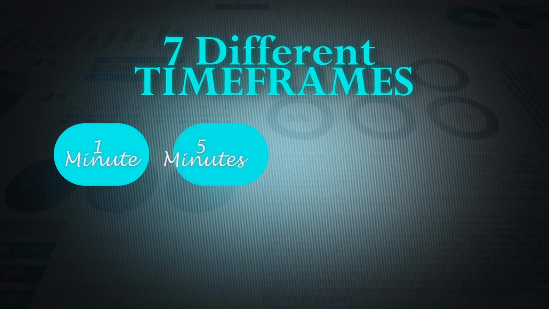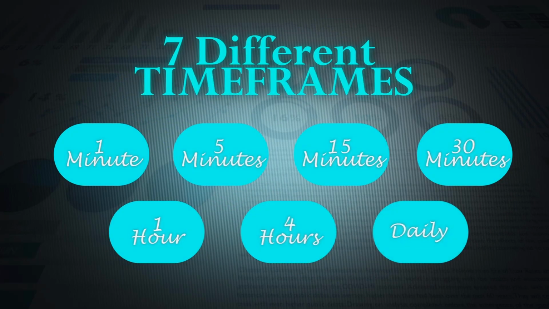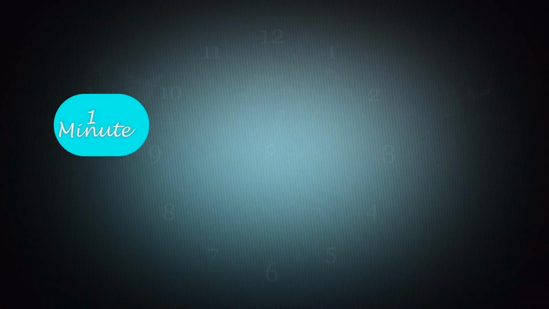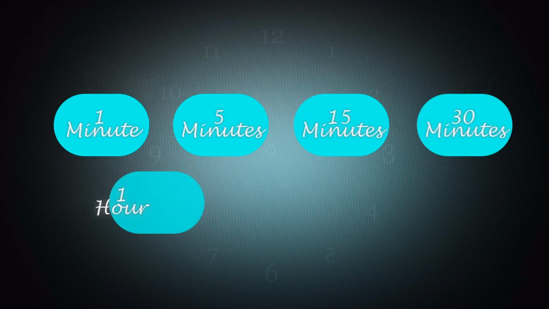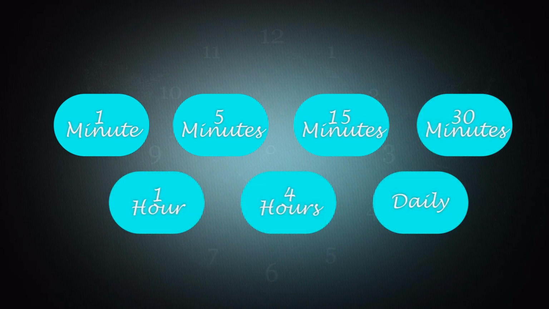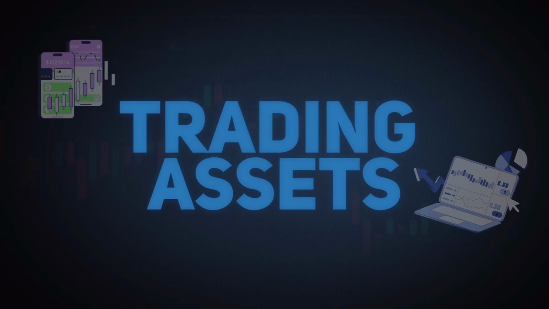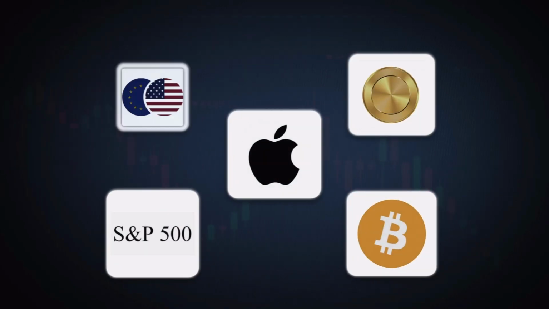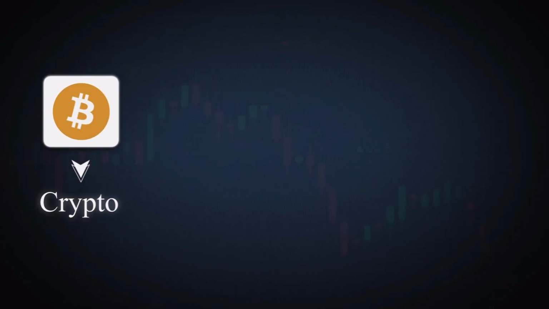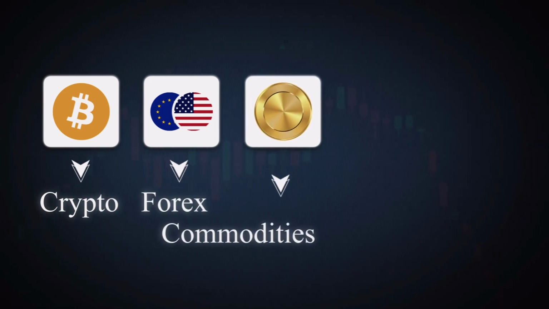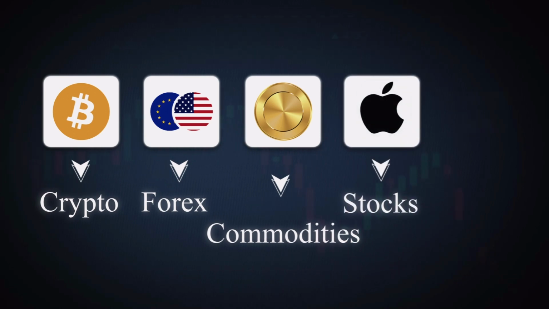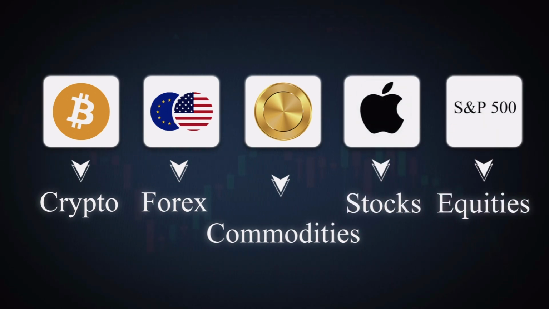I will be analyzing this strategy on 7 different time frames: the 1 minute, 5 minutes, 15 minutes, 30 minutes, 1 hour, 4 hours and daily. Regarding the trading assets, we are going to test the strategy on 5 different ones: Bitcoin from the crypto market, Euro USD from Forex, gold from commodities, Apple from stocks, and the S&P 500 index from equities.